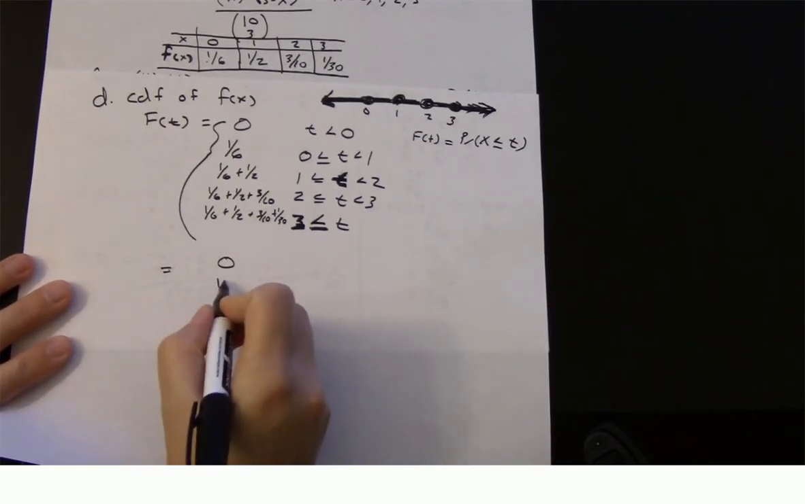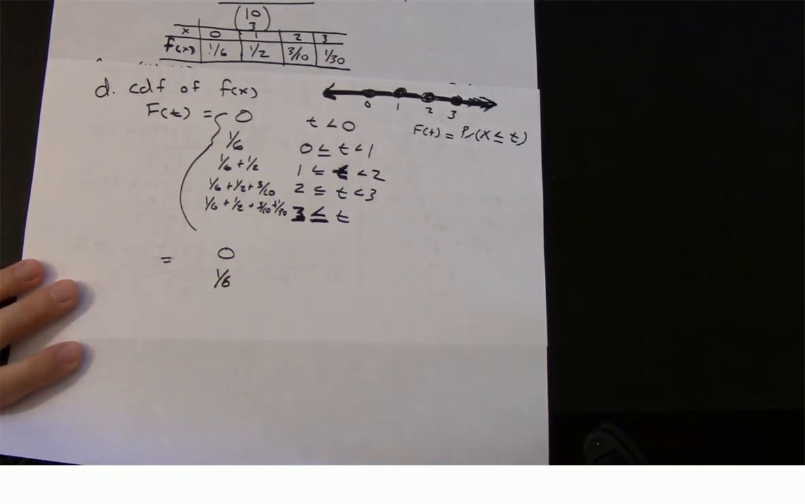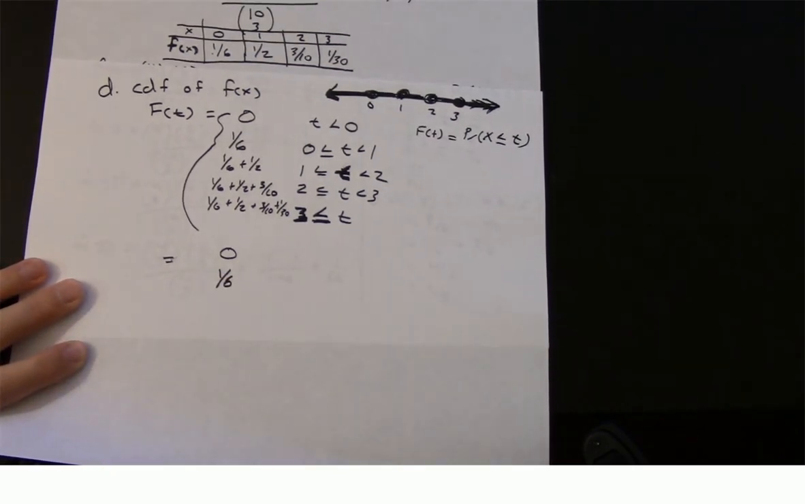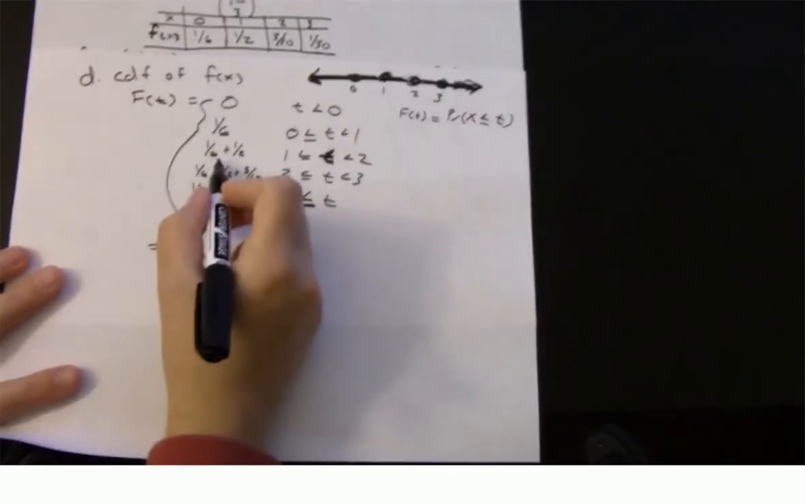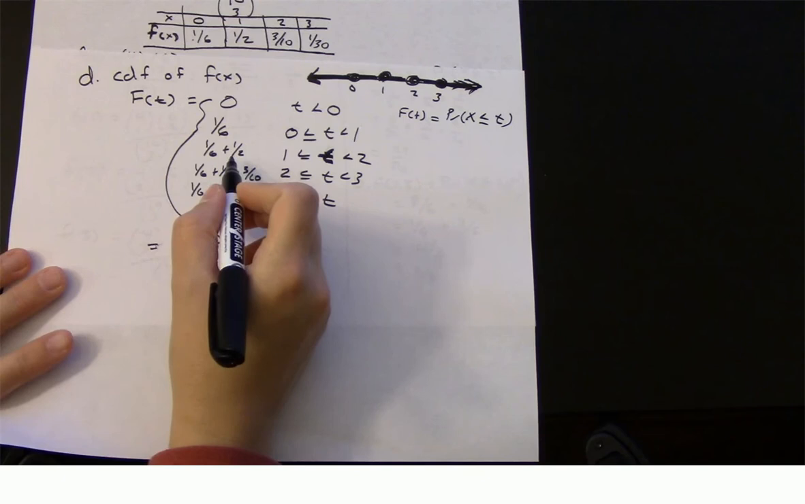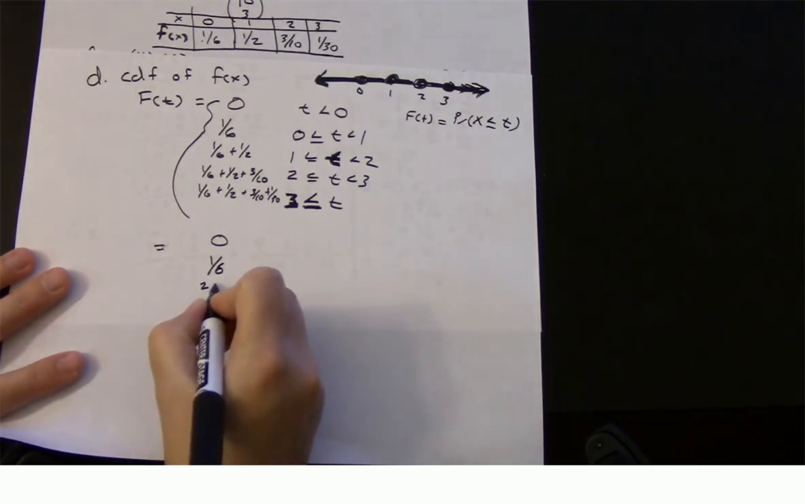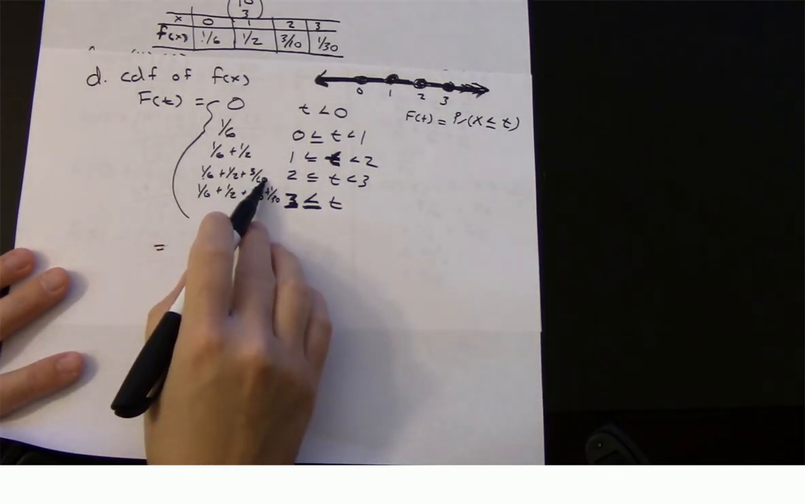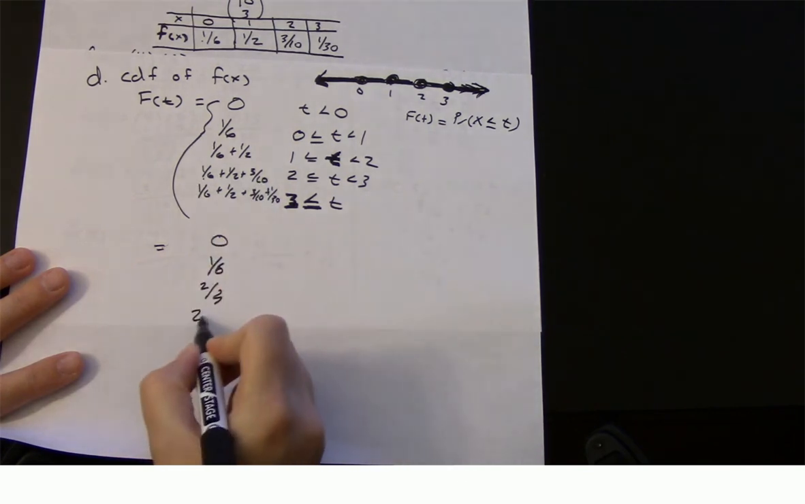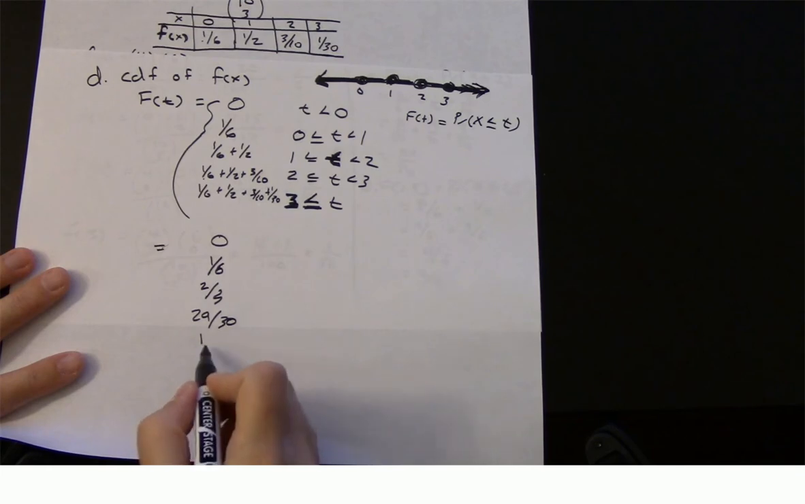So 0, 1/6. If we add up 1/6 plus 1/2, then we get 2/3. We've already done that. Okay. If we add up 1/6, 1/2, and 3/10, then we get 29/30. And then if we add on 1/30, then we get 1.